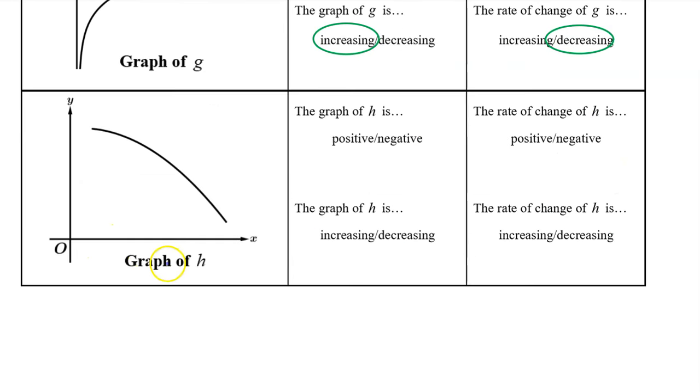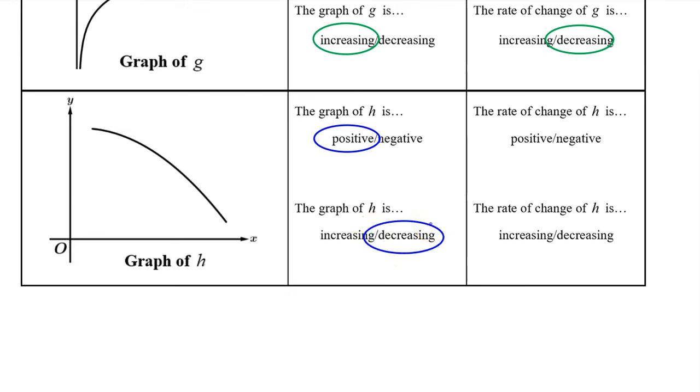One more time for the graph of h. The graph of h is positive or negative. It is above the x-axis, therefore the graph of h is positive. Is the graph of h increasing or decreasing? It is falling from left to right, so the graph of h is decreasing.